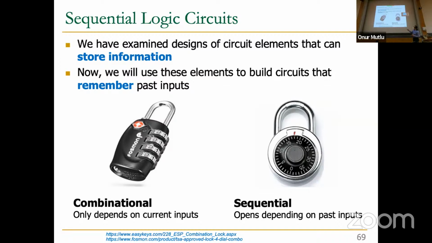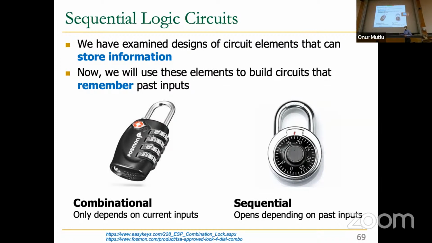This is sequential because this operates based on fundamentally different principles, meaning this remembers what you have done. So to be able to open this, you need to take a sequence of actions. You need to turn it to the right and find the right number. You need to turn it to the left, find the right number. You need to turn to the right again, for example, find the right number. If you do something wrong at any point in time, it goes back to the original state, and you have to do things correct from the start again. So basically, this is a sequential circuit.